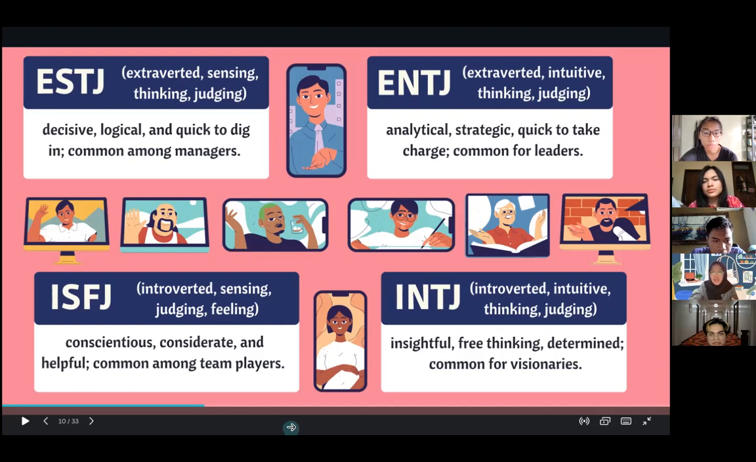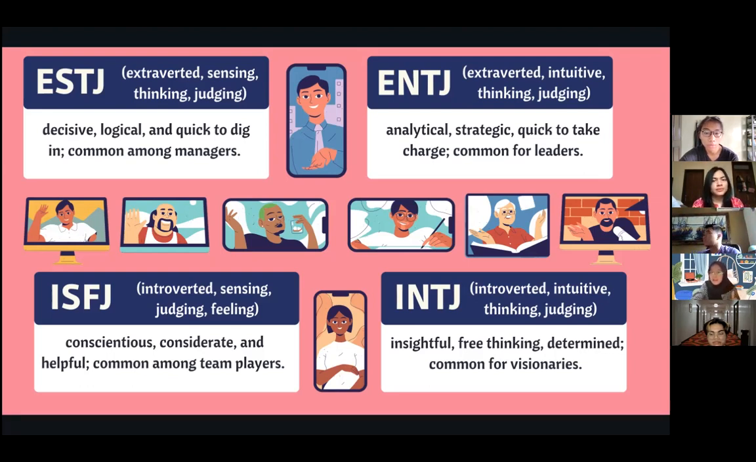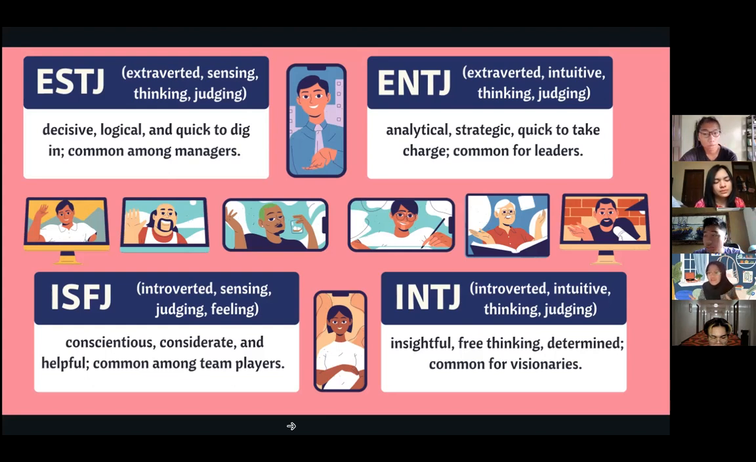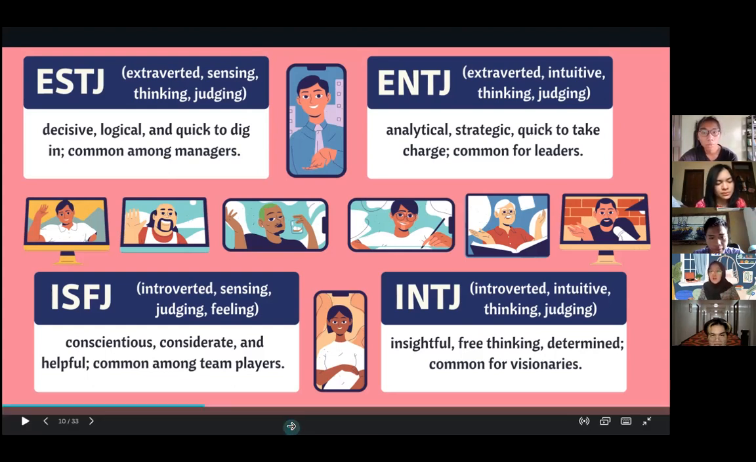And there is ISFJ, introvert, sensing, feeling, and judging. They are considerate and helpful, also common among team players. And last, this is INTJ, introvert, intuitive, thinking, and judging. They are insightful, free thinking, determined, and this is common for visionaries. This is a sample of Myers-Briggs types, and MBTI is a popular management tool. Why? Because employers and trainers like it, because people can be taught to understand their own personality and learn how to work with others having different ones. Thank you. Next slide, please.